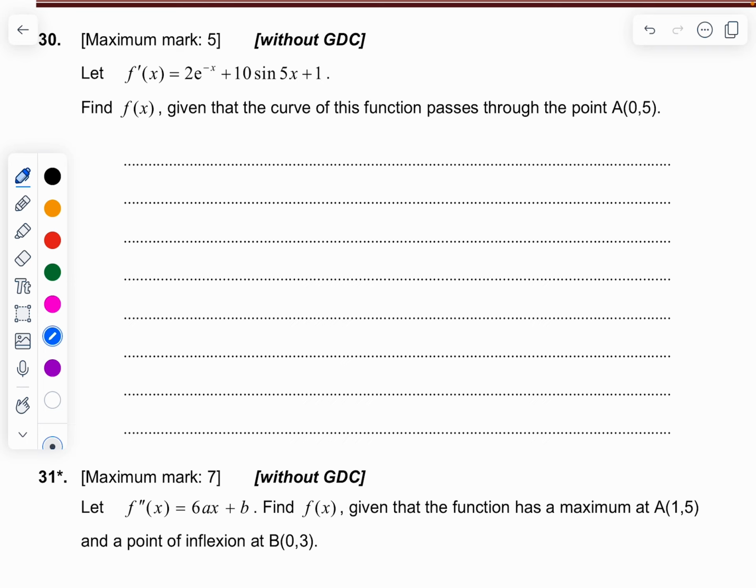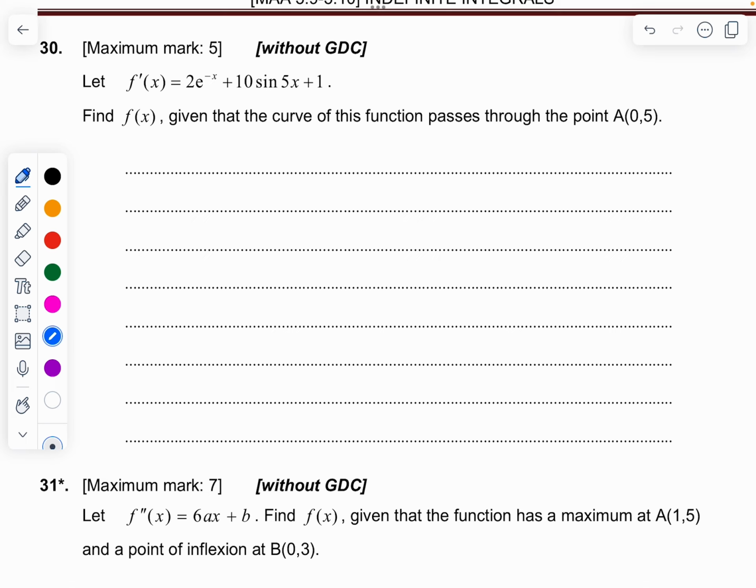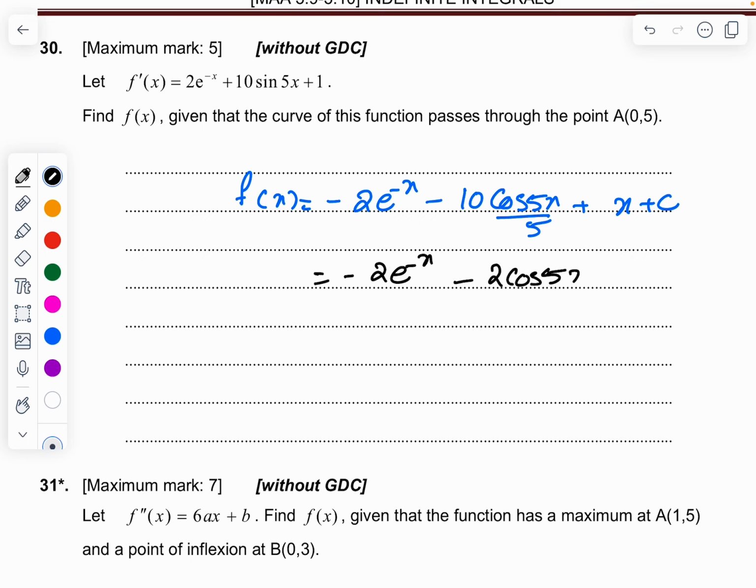f prime x is given. Find f of x, and it passes through 0 comma 1. So f of x will become 2 e power minus x divided by minus 1 plus 10 sin x integral is negative cosine x. So it will become negative cosine 5x divided by 5 plus 1 integral is x plus c. So what does it become? Minus 2 e power minus x minus 2 cosine 5x plus x plus c.